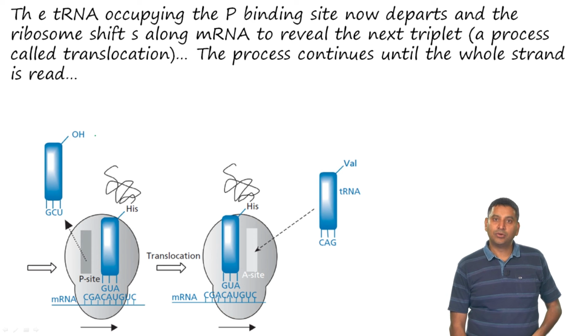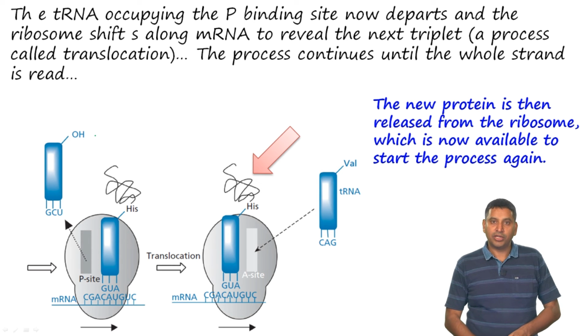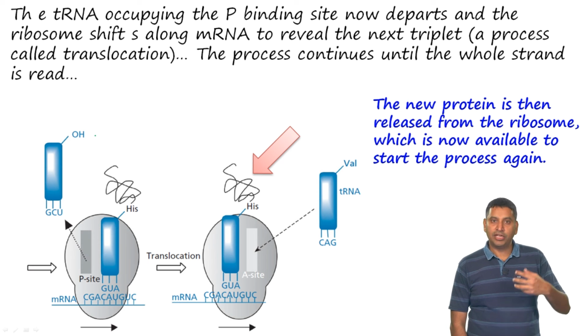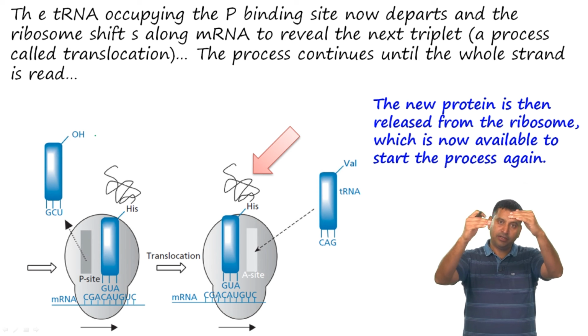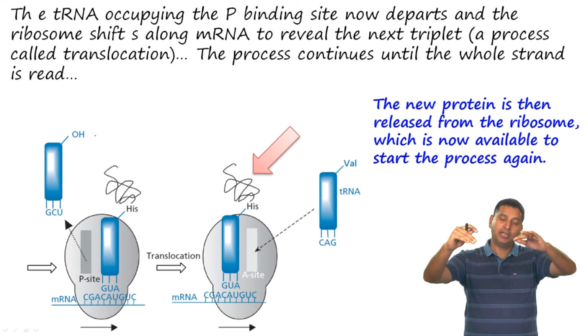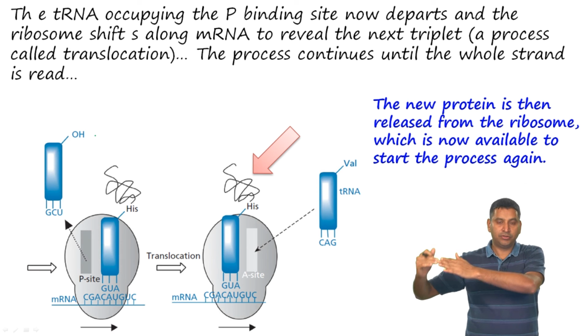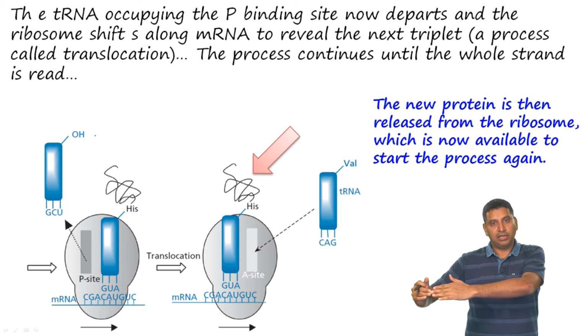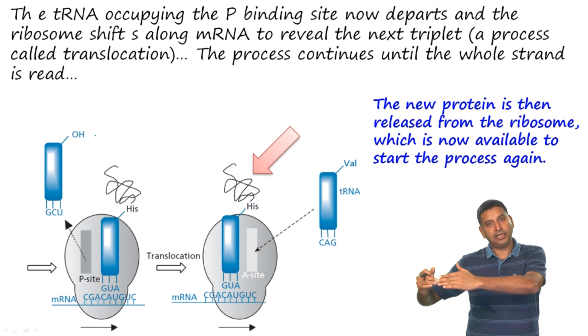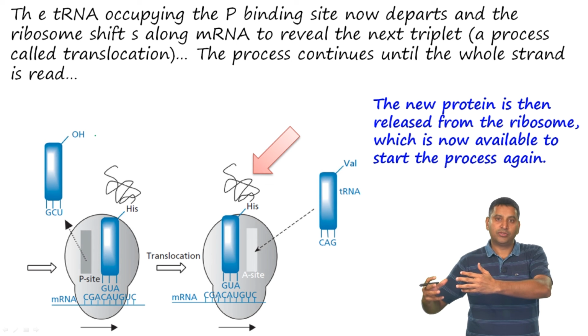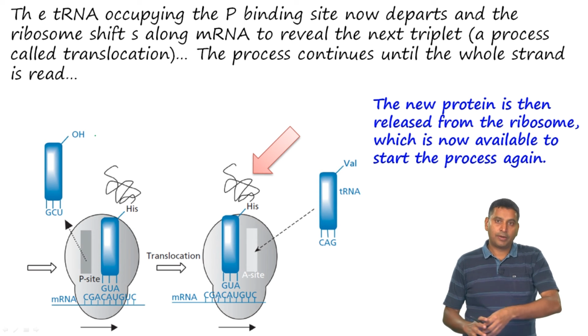Okay. So, the new protein is then released from the ribosome, which is now available to start the process once again. So, therefore, from DNA the information is transferred to mRNA, and then mRNA migrates to the ribosome, and here rRNA and tRNA in concert are able to synthesize the protein.